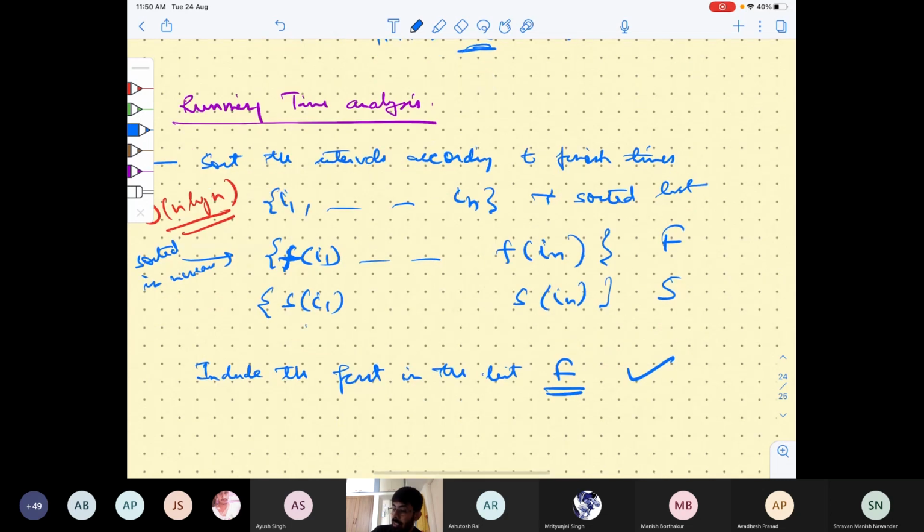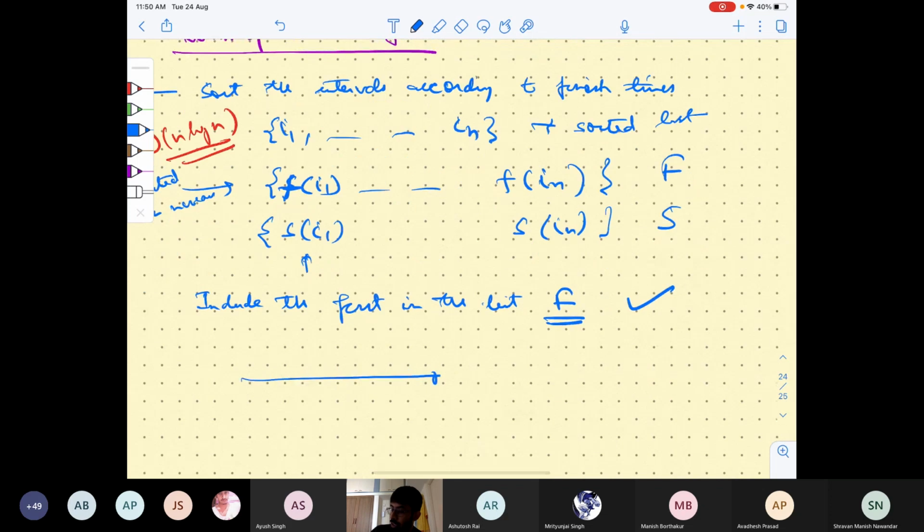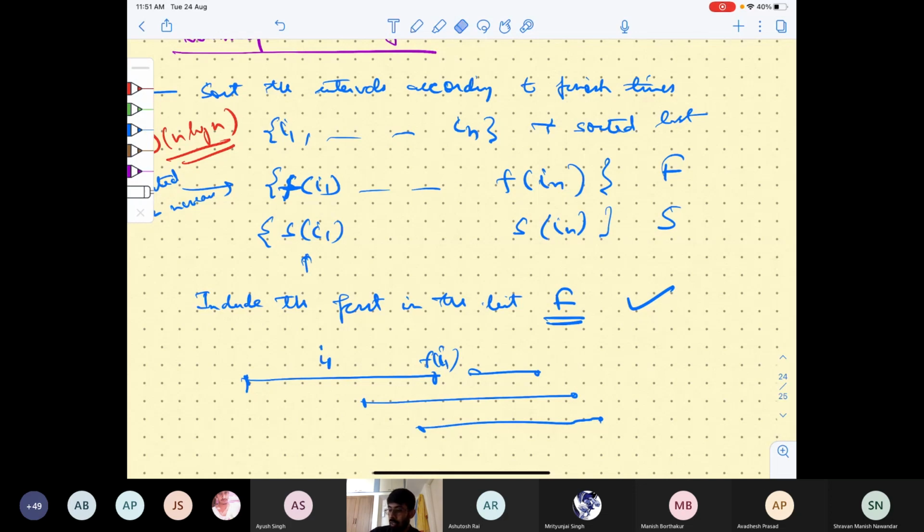Then scan in the S list from left. Start scanning. So suppose this is the first interval, I1. Now this is F of I1. Now look at the start time of all the other intervals, so suppose this interval, that interval, and so on. You still want to scan in order of the list, that is in order of finish time, and you want to select the one which does not have any conflicts with the current one, right?